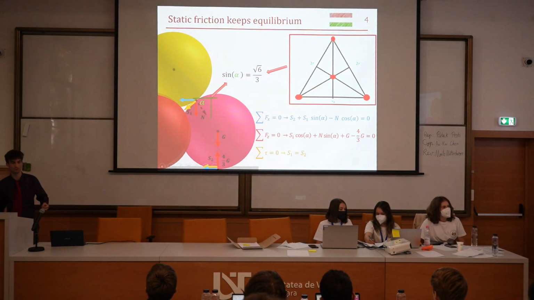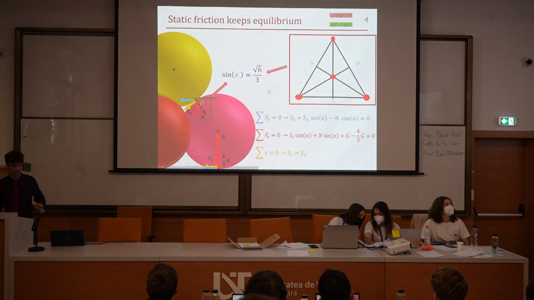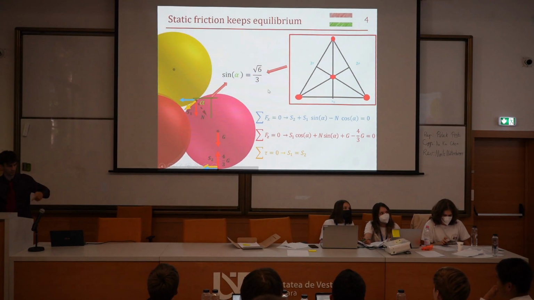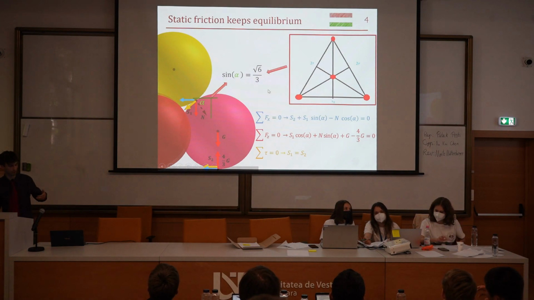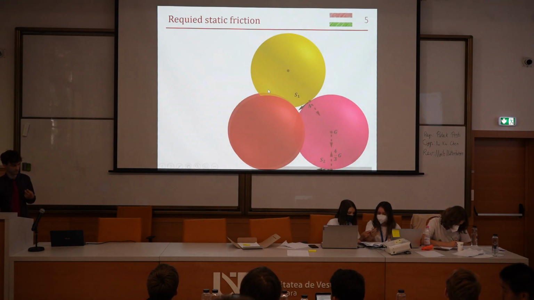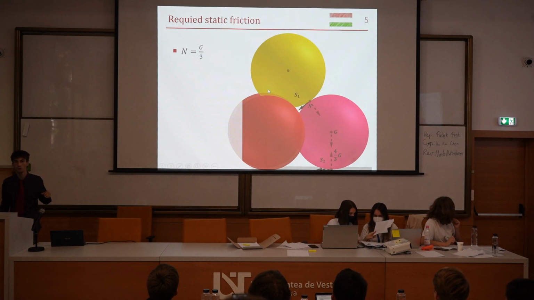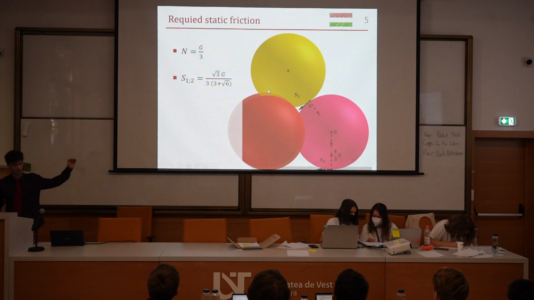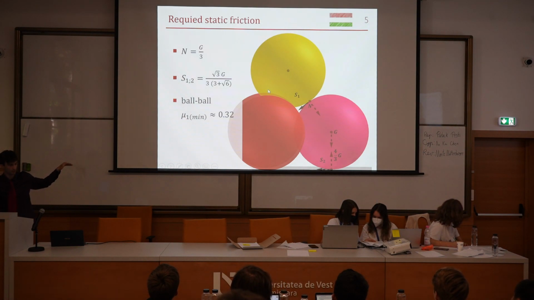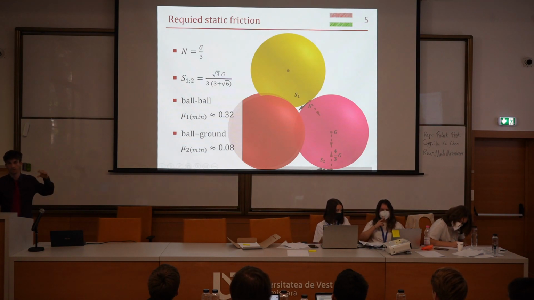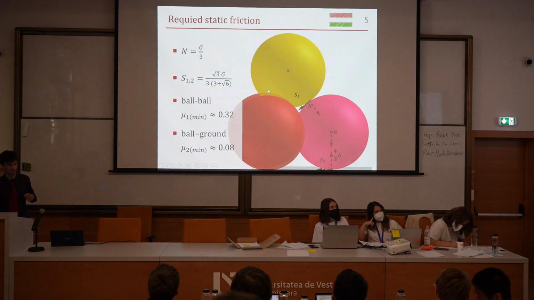Now, the sum of the torques for the tower to be stable must be 0 as well. So, we will use the axis that goes through the center of the ball, and from that we get that the two frictional forces acting there must be equal. Now, after solving these equations, we get that the normal forces between the balls will be G divided by 3. Below that we can see the frictional forces, and after that the minimum necessary frictional coefficient between the balls and between the balls and ground to keep such a tower stable.